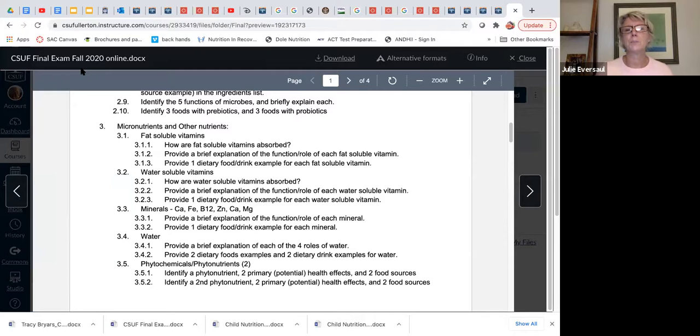All right, a brief explanation of the function or role of each mineral. You guys, there are actually two really powerful things calcium is needed for in the human body. What are they? Two things calcium is needed for in the human body. Bone strength, absolutely. That is the most profound because the vast majority of calcium is found in your bones.